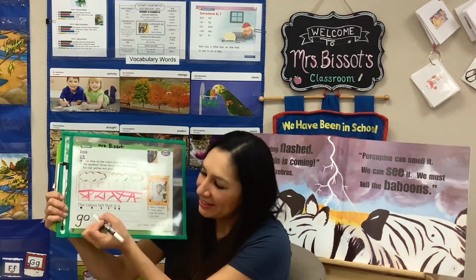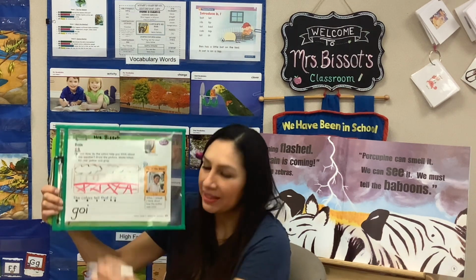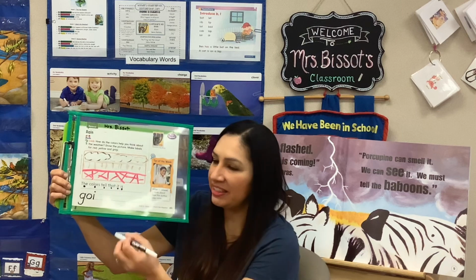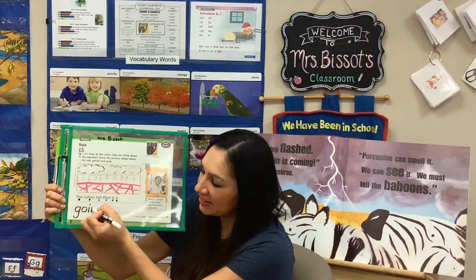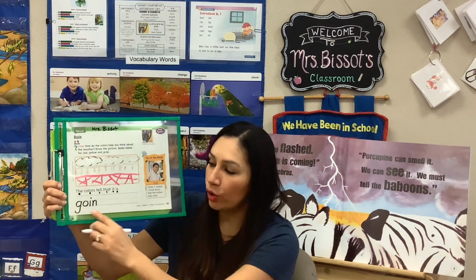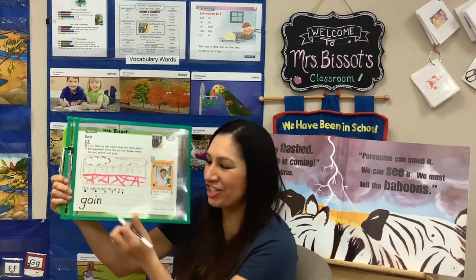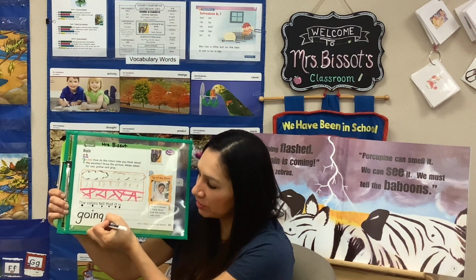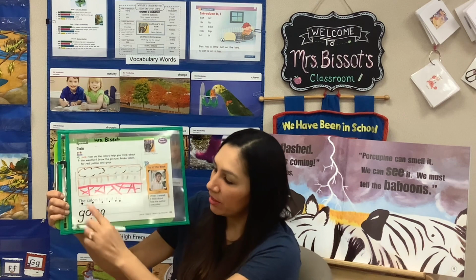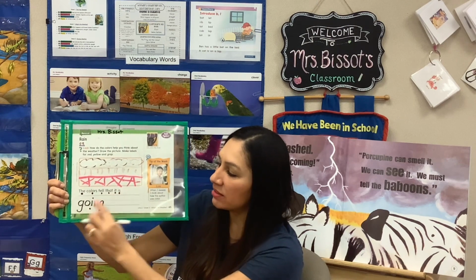It is going. E. And I. Ing. N. And N. Going. And a G. Oh, you are such good spellers. The colors tell that it is going to rain.